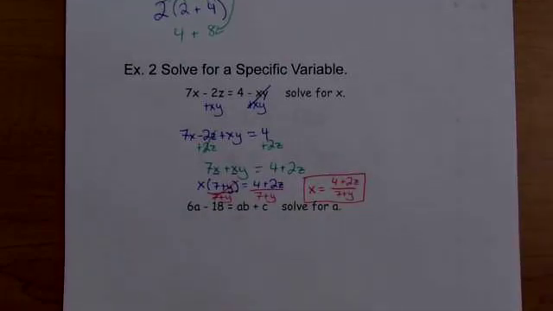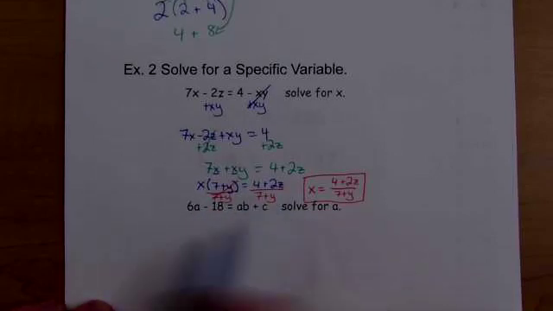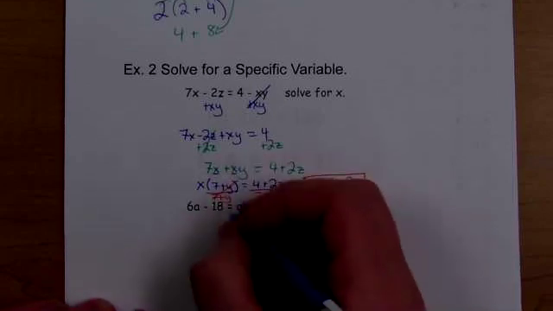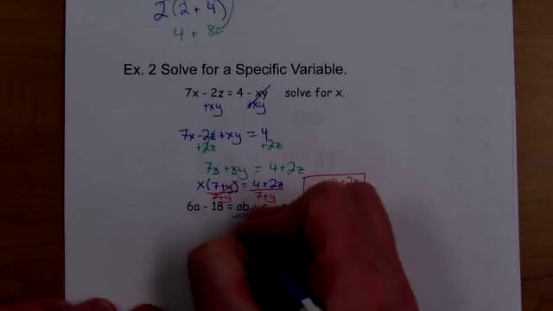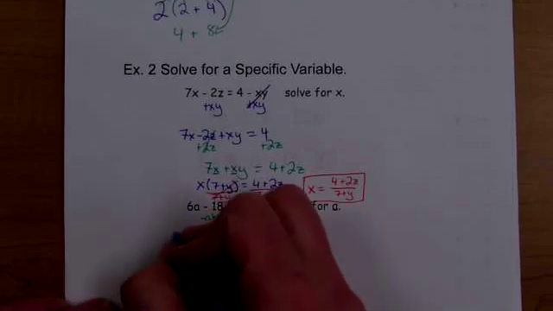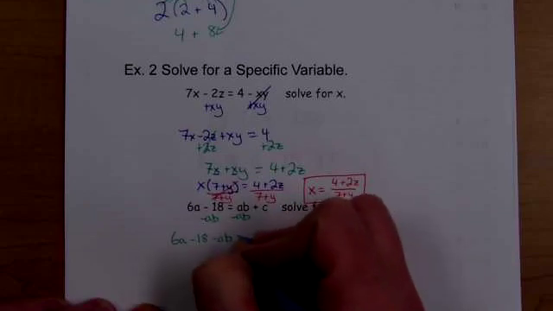All right. Let's look at another one. I know that was a lot thrown at us right there. We have 6a minus 18 equals ab plus c. Well, we want to solve for a. So we need to get anything with an a on the left side and anything without an a on the right side. Right? So let's subtract ab, because this has an a. We want to move it over to the left side. 6a minus 18 minus ab equals c.